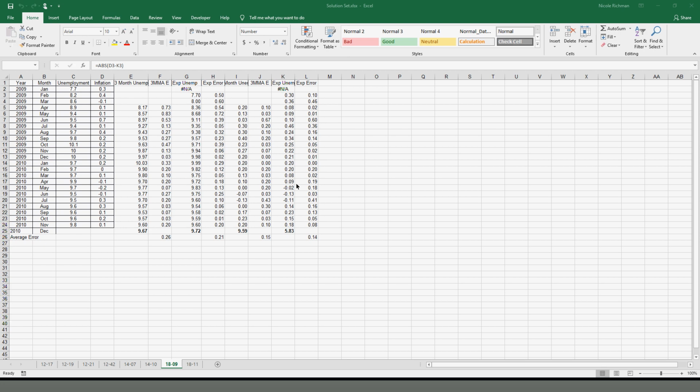So in this first problem, we have two different sets of data. We have unemployment and inflation, and it gives us the month and the year that data was reported. And what we're looking to determine is what unemployment and inflation would look like for the next period, which would be the December 2010 period. And the first method we look at is this 3-month moving average. A 3-month moving average, quite literally, is the average of the prior 3 months.